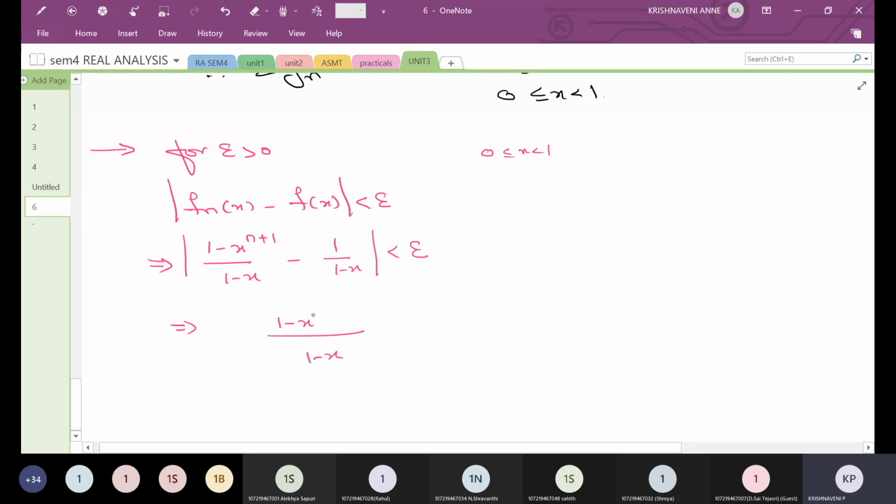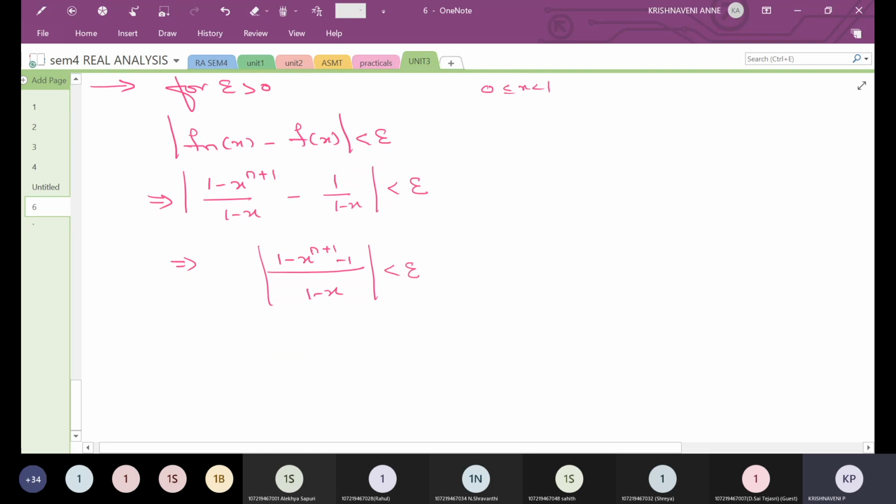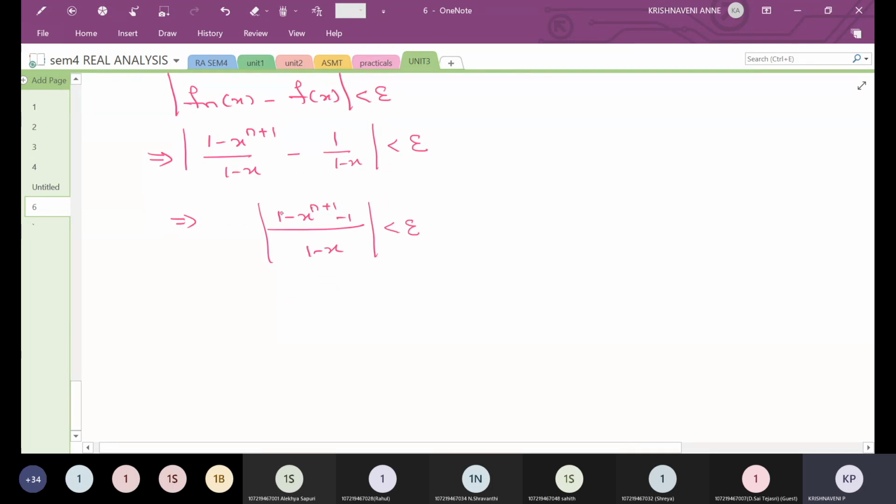You will get 1 minus x power n plus 1 minus 1 is less than epsilon. Now, minus 1 plus 1 will get cancelled. Modulus of x power n plus 1 by 1 minus x. Since x is always less than or equal to mod x, I am writing directly x power n plus 1 by 1 minus x is less than epsilon.